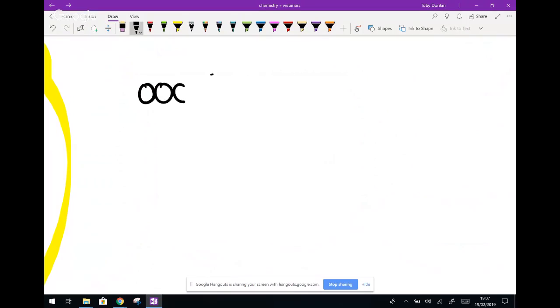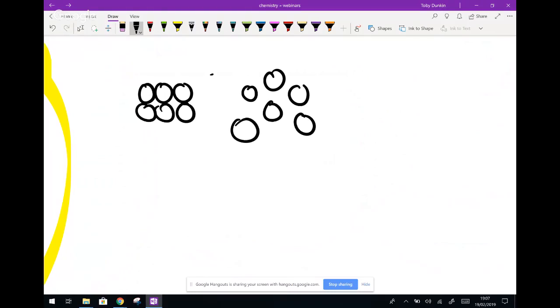here's your solid diagram, really straightforward with six particles. This is what you can't do. That is not okay. None of the particles are touching, which means you will not gain any marks for this, even though you gain your mark for the layers being disrupted and no arrangement, you will simply lose the marks because the particles have gaps.